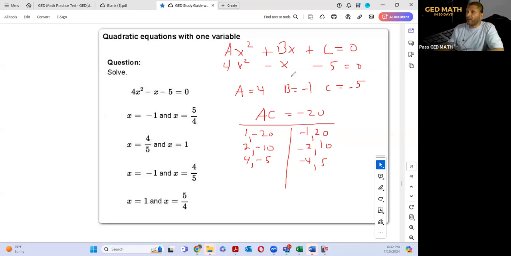So now I want to find the factor pair that's going to give me minus 1. And that is 4 and negative 5, because 4 minus 5 is negative 1.